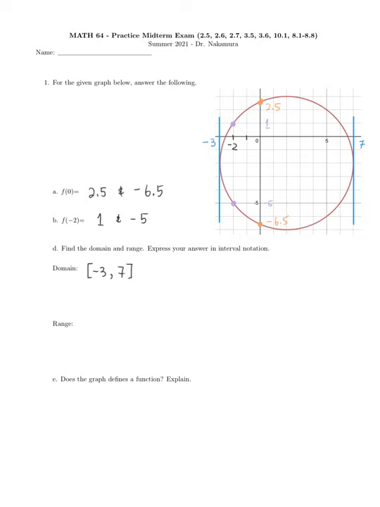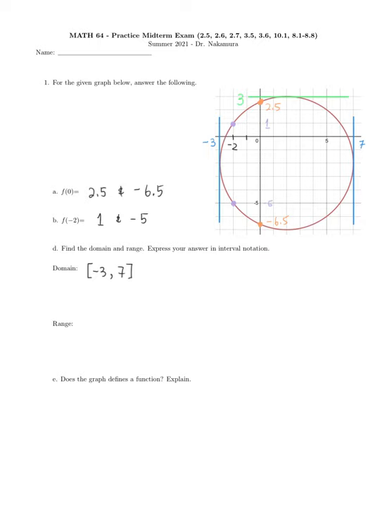Now let's go with the range. The range is the set of all y values where the graph is defined. So let's take the maximum point and a minimum point of the graph. Where is the very, very highest point of the circle? I think it's right here, isn't it? So what is the y value there? The y value is 3.